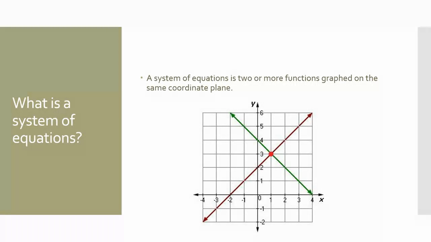You can see the green one is going in a negative direction. The red one is going in a positive direction. They cross at the point (1, 3). We could add another line if we wanted to, and it would still be a system of equations. We could graph 5 lines on the same coordinate plane, and they would still be a system of equations.